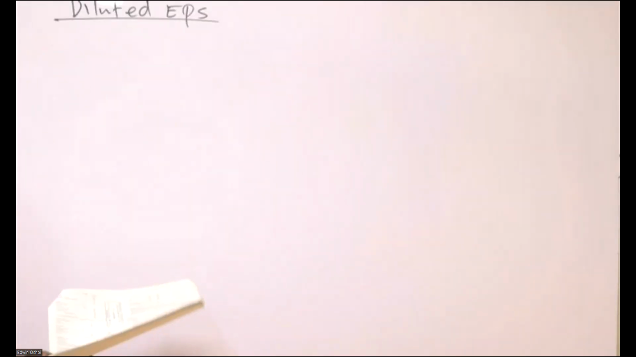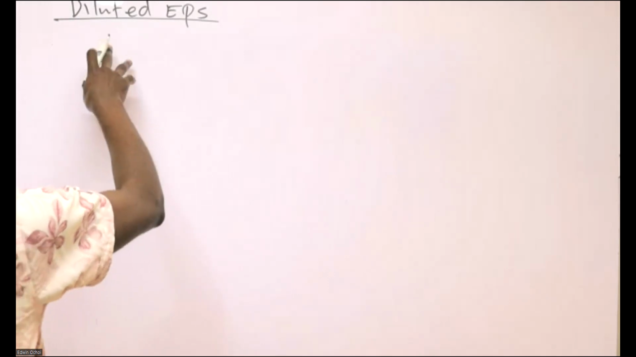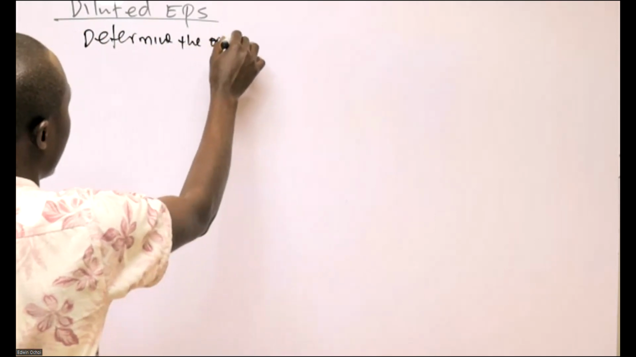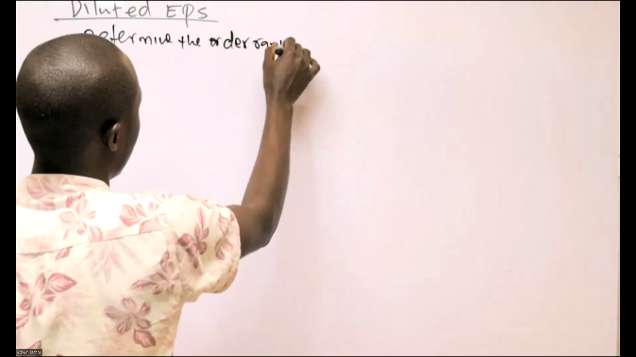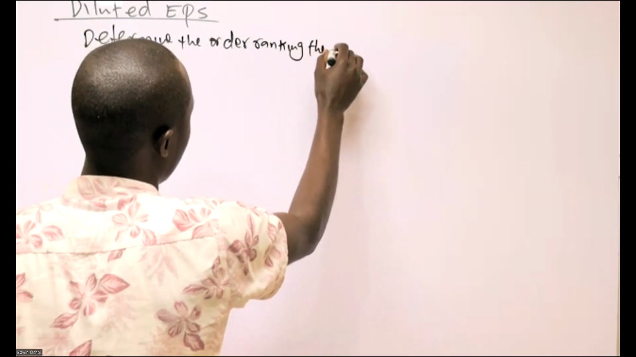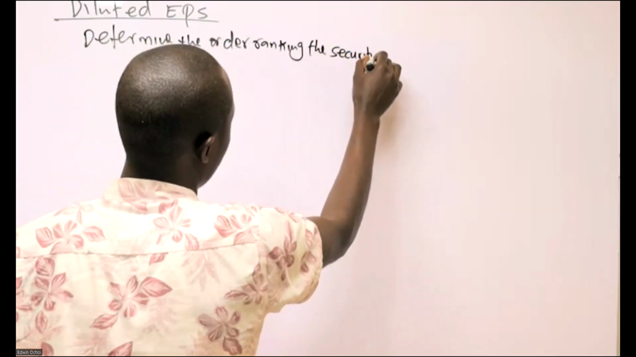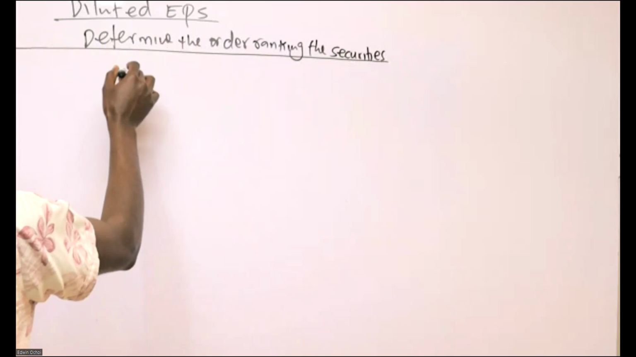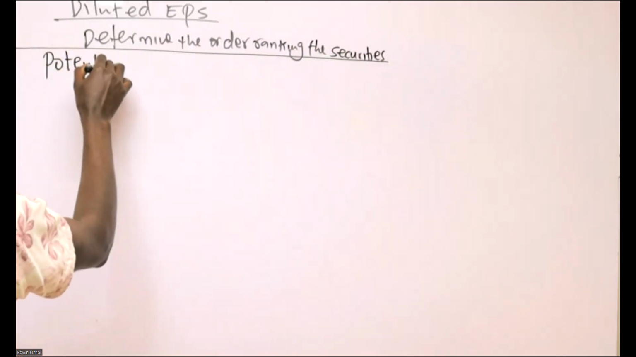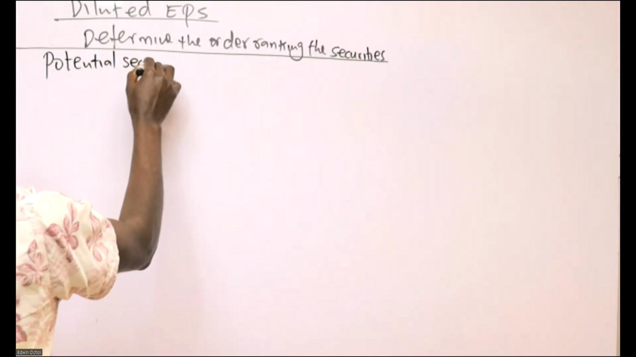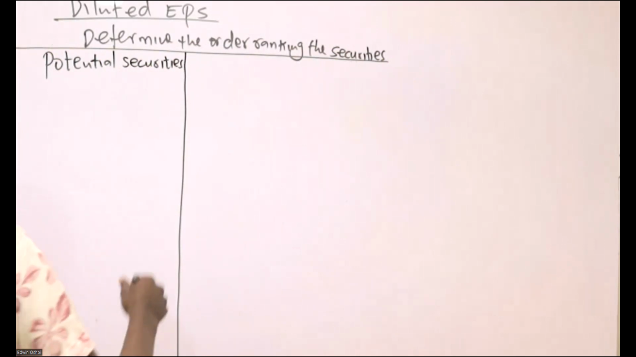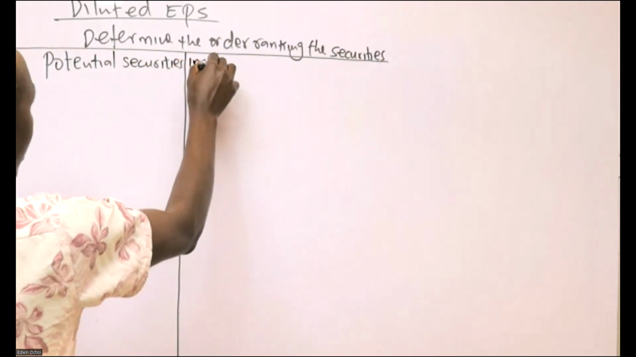So when we talk about diluted earnings per share, the point we have to start from is to determine the order of ranking the securities. We talk about potential securities. So we'll be dealing with potential securities. Then I will talk about incremental earnings.